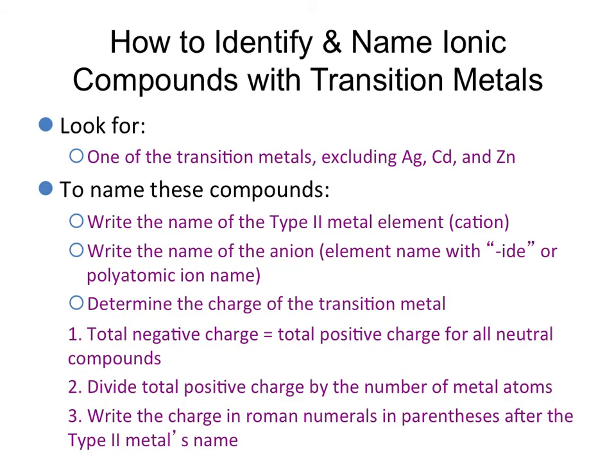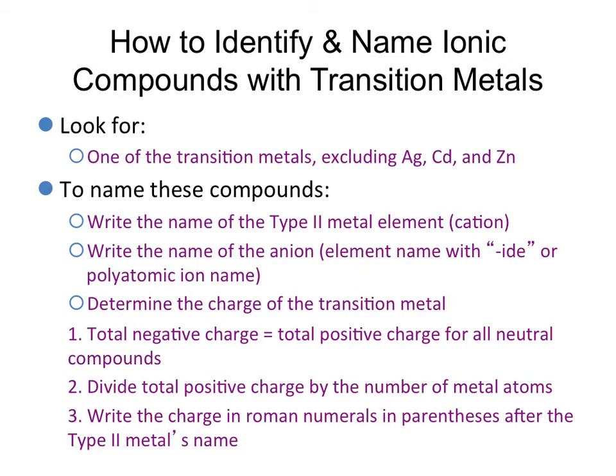So how do we identify and name ionic compounds with transition metals? Well, we want to look for that type 2 metal, that transition metal that is found in group B in the middle of the periodic table. To name these compounds, we're going to write the name of the type 2 metal. We're going to write the name of the anion. Remember that that element name will end in "ide," or if it's a polyatomic ion, it will have a special name.